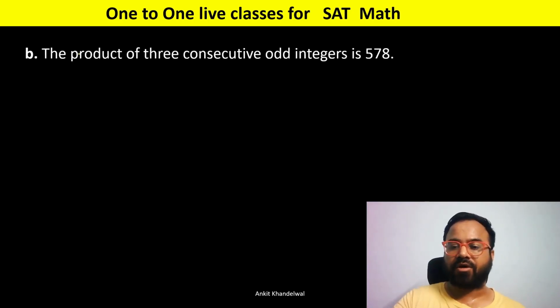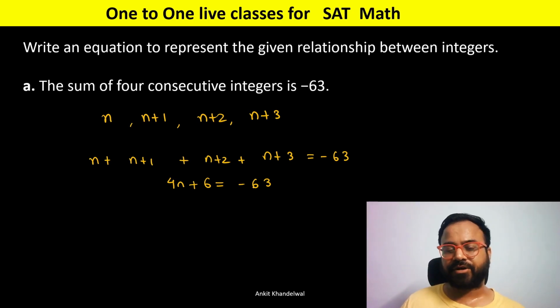In this one, when you solve this particular equation, we are not going to get n as an integer. So the answer is not going to be an integer, and we can finally say that this statement is not valid. The sum of 4 consecutive integers cannot be minus 63. Here they are only asking us to create the equation, but if they are asking us to find the solution, you can see n is not coming out to be an integer. So if they are asking whether it is possible or not, you will say it is not possible at all.